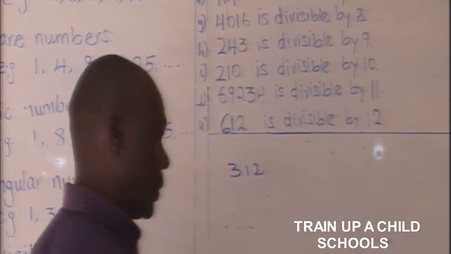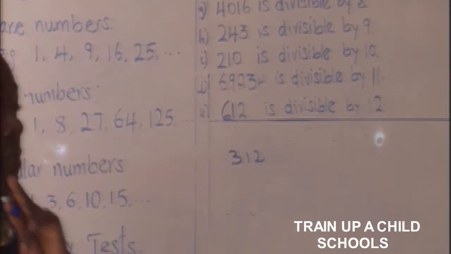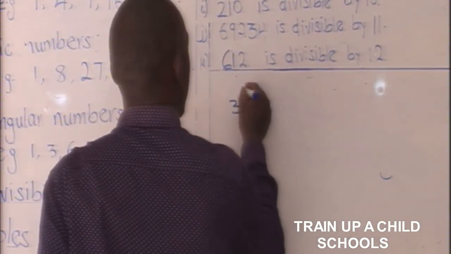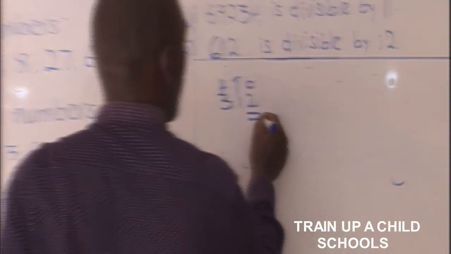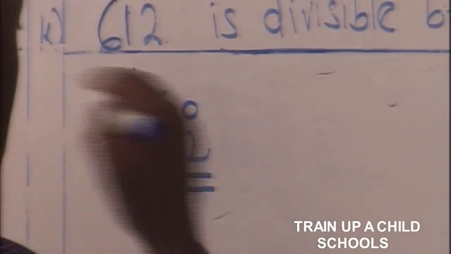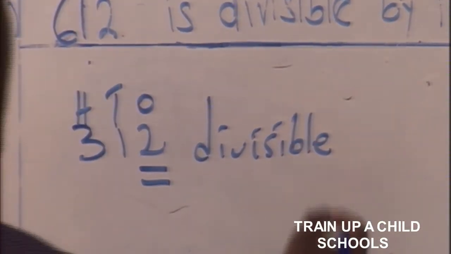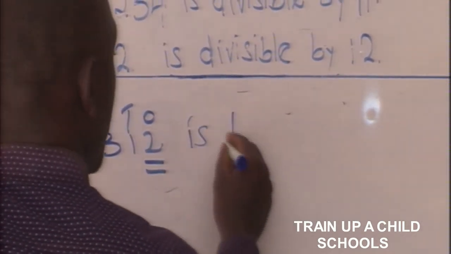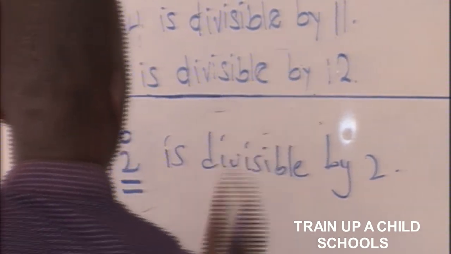You test for 2. Remember, a number is divisible by 2 if the digit under the place value of ones is one of the first 5 even numbers: 0, 2, 4, 6, and 8. So you say ones, tens, hundreds. You can either identify by underlining or you circle. So this is divisible by 2. You say 312 is divisible, and you put in "is" so that the verb is realized. It's divisible by 2.